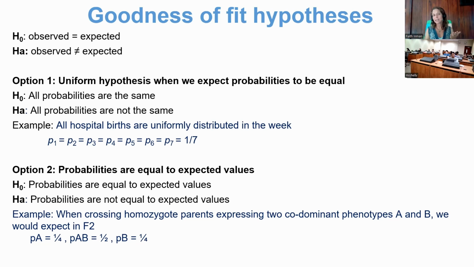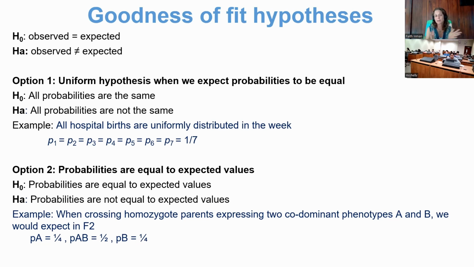So option one is the uniform hypothesis, when you expect all the probabilities to be equal, right? In this case of the births on the days of the week, there's no reason why you should think they would be different on one day of the week or the other. So you think they should all be equal to 1/7. In other words, your null hypothesis is that all probabilities are the same. Alternative hypothesis, all probabilities are not the same. For example, again, all hospital births are uniformly distributed in the week. P1 is equal to P2, et cetera, equal to 1/7. Option two is when you have some expected value to compare and your probabilities are equal to these expected values. That's what you want to test.